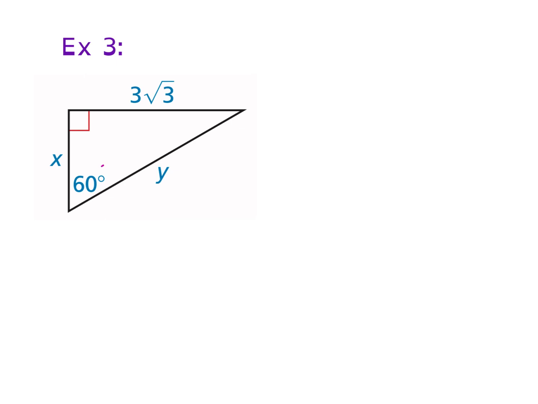Of course, label it first. Across from the 60 is my long leg. Across from the 90 is my hypotenuse. And this is going to be a 30, so across from it is my short leg. All right. So let's try to find x.